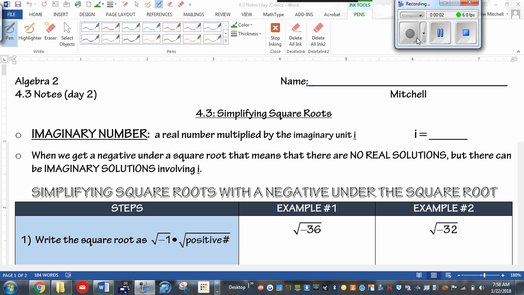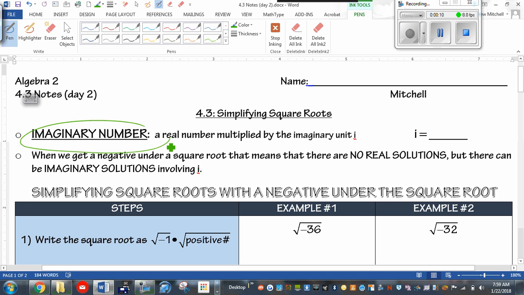All right, today we're looking at simplifying square roots some more, but we're introducing a concept called the imaginary number. An imaginary number is just a real number multiplied by the imaginary unit i, and i is equal to the square root of negative 1. If we have a negative under the square root, that means there are no real solutions, but there can be imaginary solutions involving i, and that's what we're going to work on today.